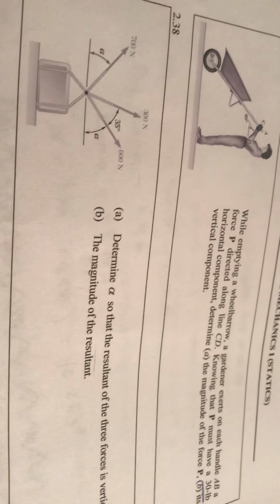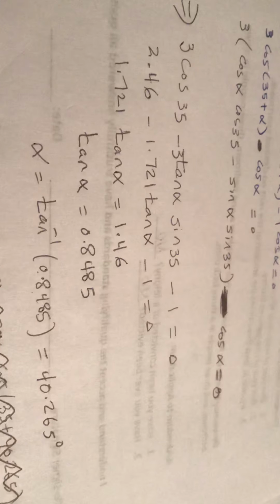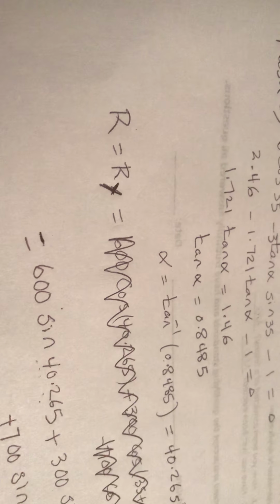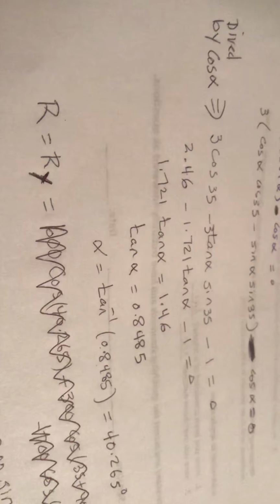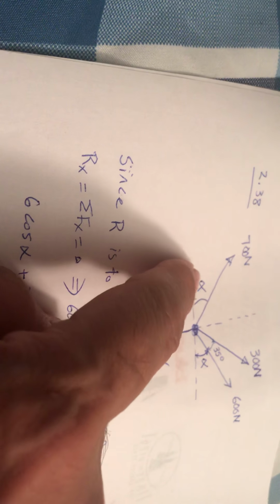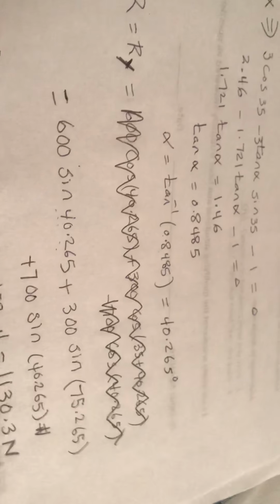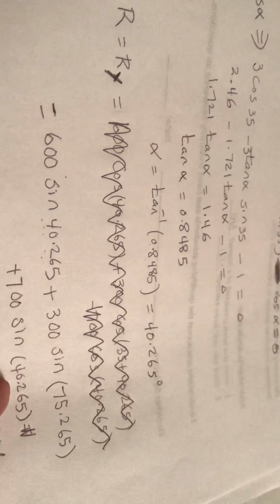So we found the angle. What is the magnitude of the resultant? Rx is equal to 0. Now, we have something that's not equal to 0, which is Ry. So let's find the magnitude of Ry. Let's look at this: 700, not cosine, sine alpha. Alpha we just found.